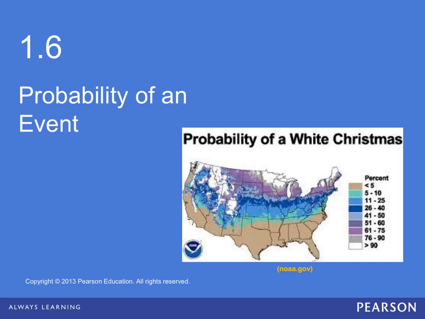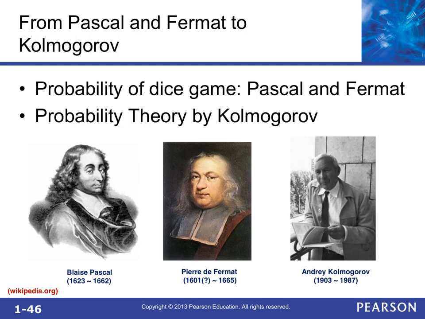The next section is about the probability of an event. In the history of probability theory, there have been several mathematicians who developed this kind of theory. The probability of dice games was developed by Pascal and Fermat, and modern probability theory was established by Kolmogorov. So the things that we are studying are based on their work.